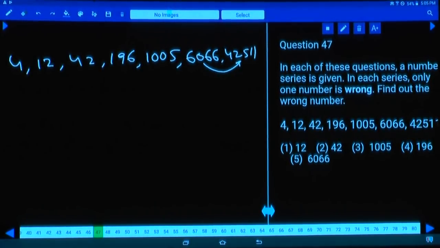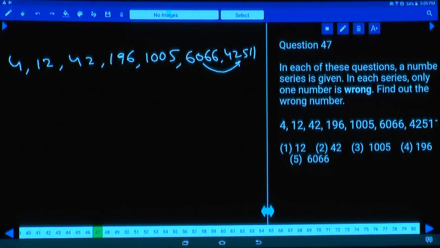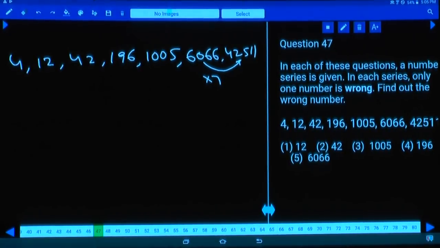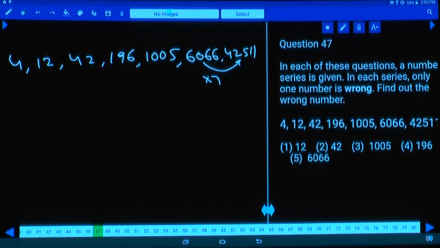Then what is the relation between this? 42,511 and 6066 into 7. As 6000 into 7 is how much? 42,000. 66 into 7, 6 into 7, 42, plus 9, the last digit is 9. Check out whether it is plus 49 or not. 6066 into 7 plus how much is 42,511.